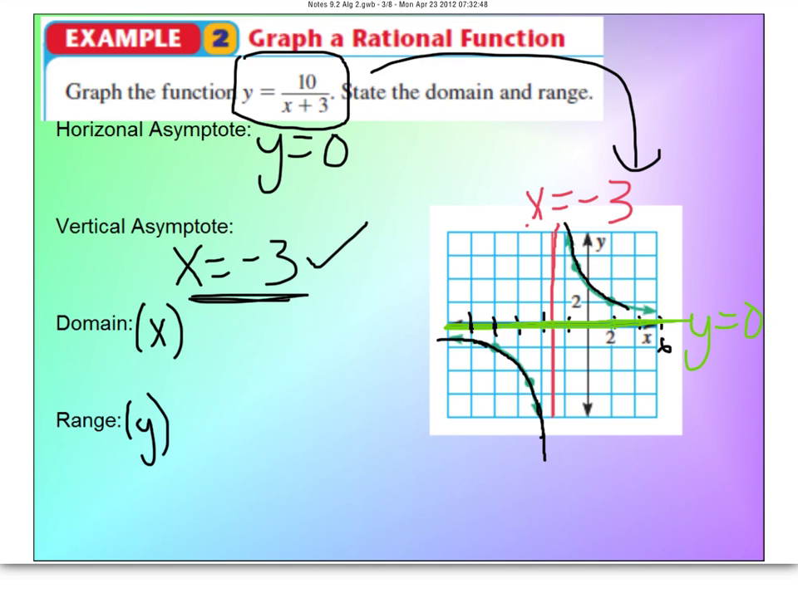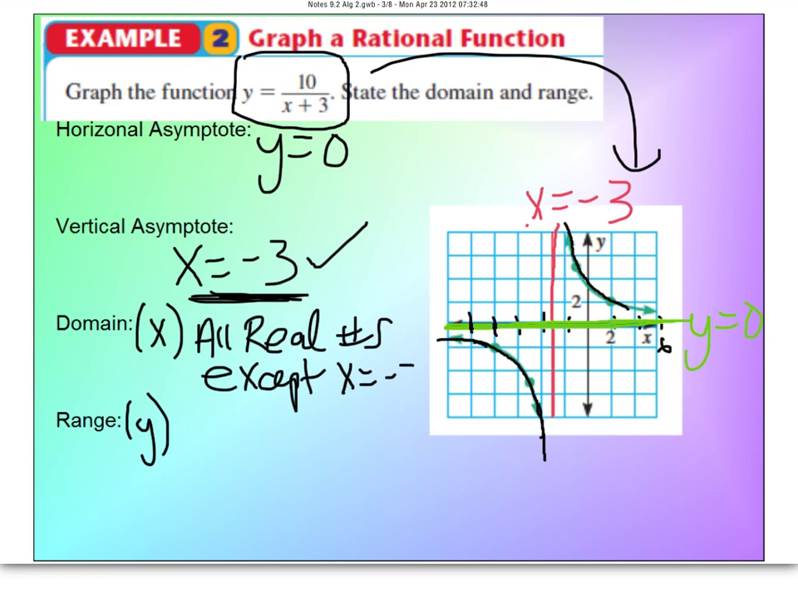So the domain again is going to be all real numbers except what number is not going to work? Well, there's an asymptote, which means it's an issue. It doesn't work at x equals -3, because an asymptote was drawn, because they had to lift up their pencil and skip over it to continue to draw.